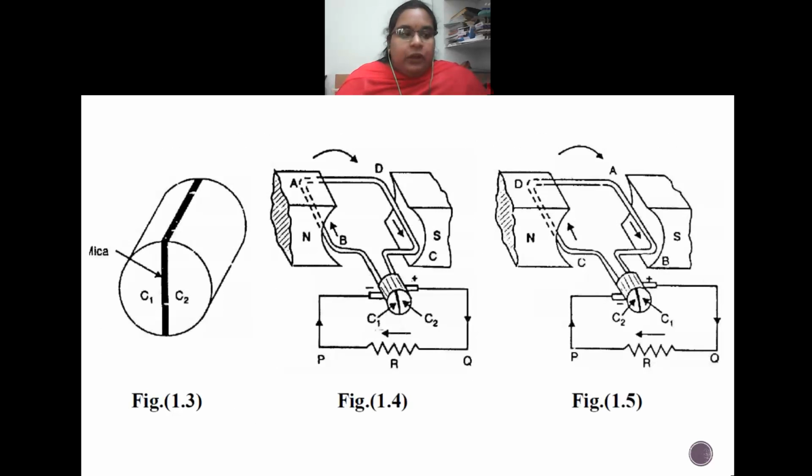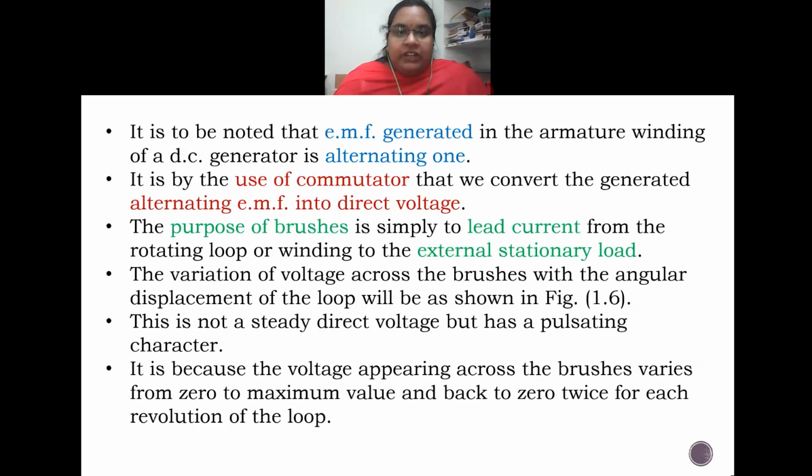If you look at the direction of the current at the brushes, it is always constant. Whatever current is produced in the loop, the current we carry out of the loop is always unidirectional, that is, direct current. It is to be noted that the EMF generated in the armature winding of a DC generator is an alternating one. We know this, right? It is by the use of the commutator that we convert the generated alternating EMF into direct voltage.